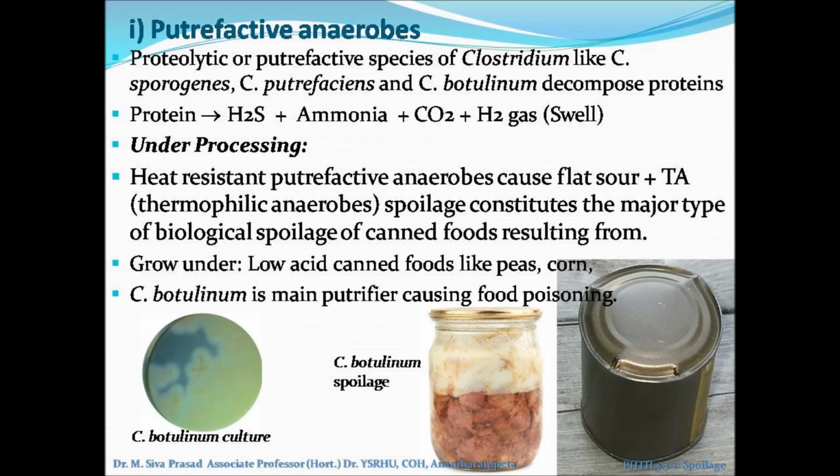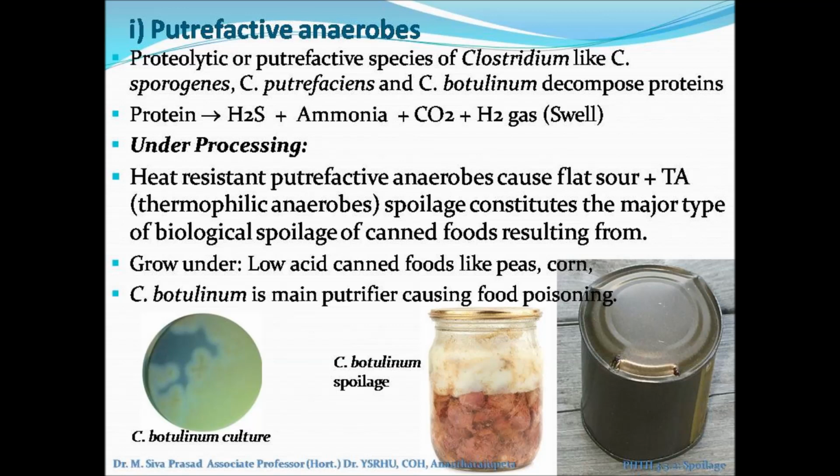Spoilage caused by putrefactive bacteria. Putrefactive bacteria like Clostridium species, Clostridium botulinum, are heat tolerant, heat resistant bacteria which can survive even at very high temperatures. So this bacteria will start decomposing the protein that is present in the canned food.